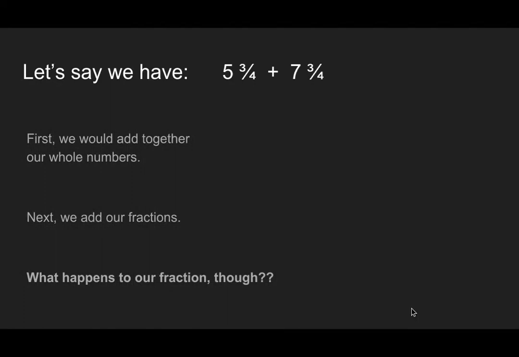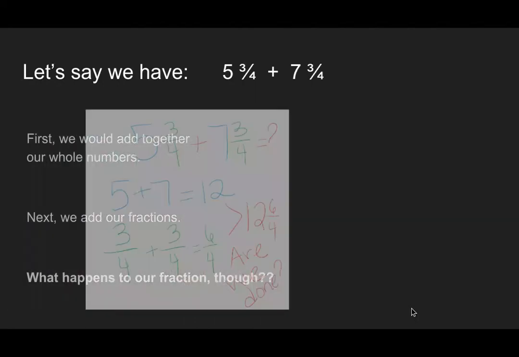So what are the steps to adding these two mixed numbers together? The first thing we are going to do, we want to add our whole numbers together. So in this case, we're going to be adding 5 and 7 together. The next thing we want to do is add our fractions. But what happens to our fraction, though, as part of our answer? So take a look at this work sample with me.